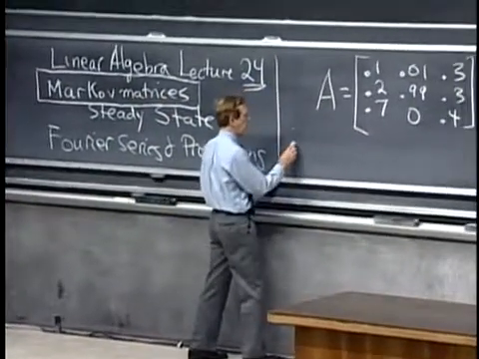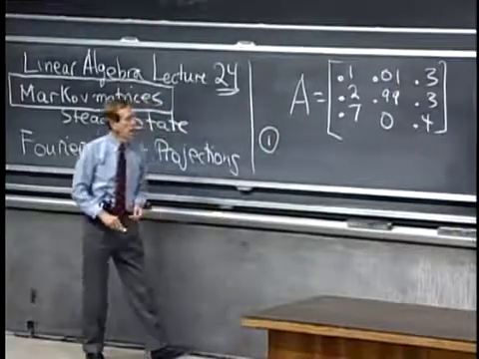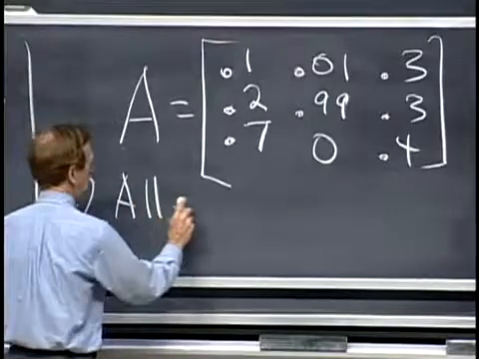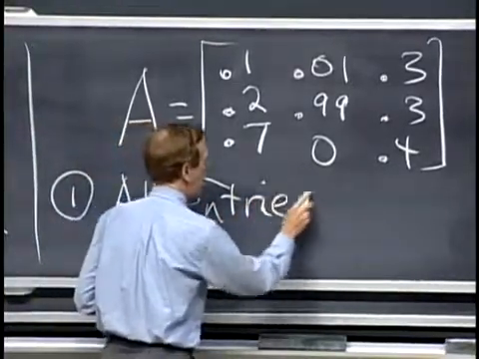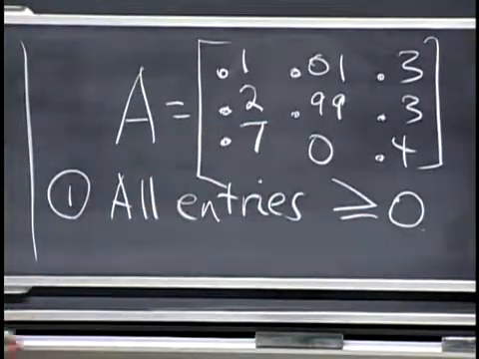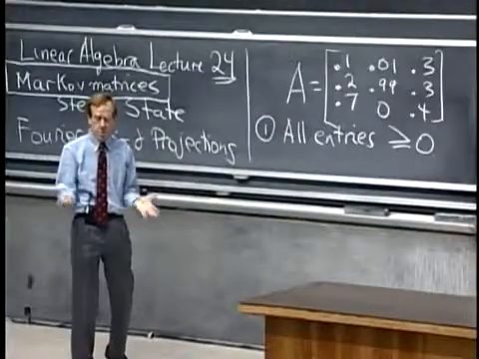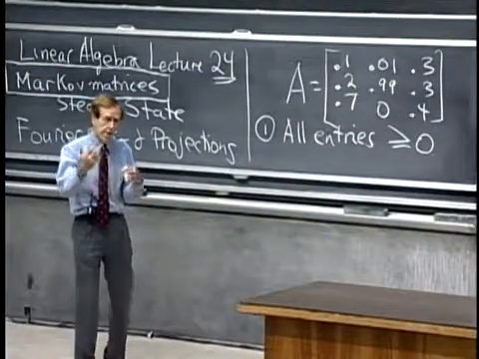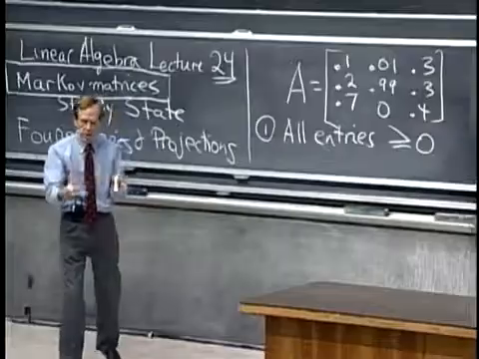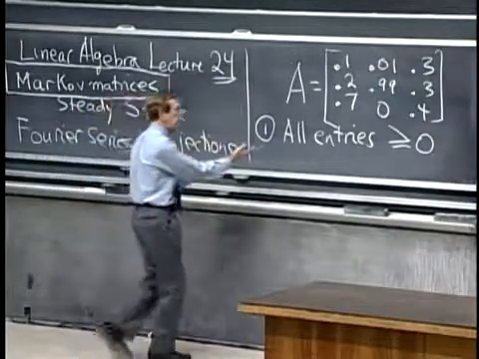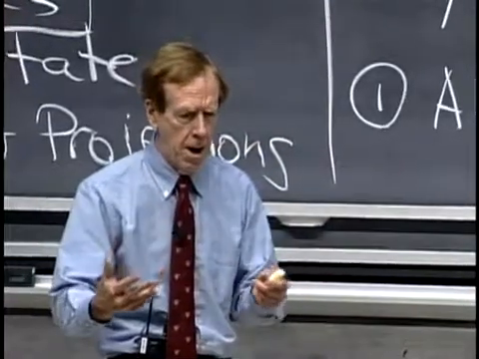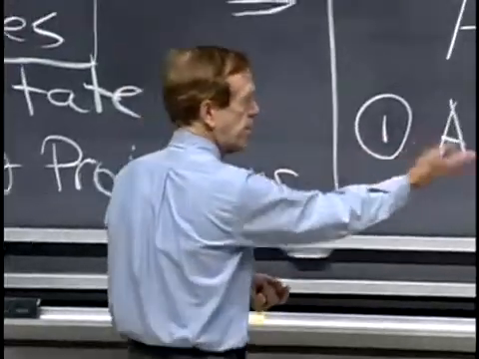So two properties are, one, every entry is greater than or equal to 0. And of course, when I square the matrix, the entries will still be greater than or equal to 0. I'm going to be interested in the powers of this matrix, and this property is going to stay there. Markov matrices, you'll see, are connected to probability ideas, and probabilities are never negative.